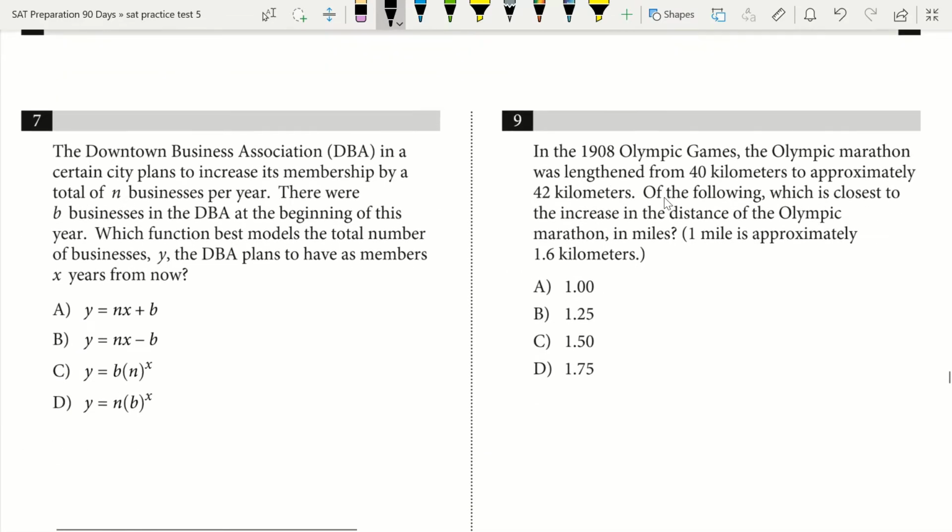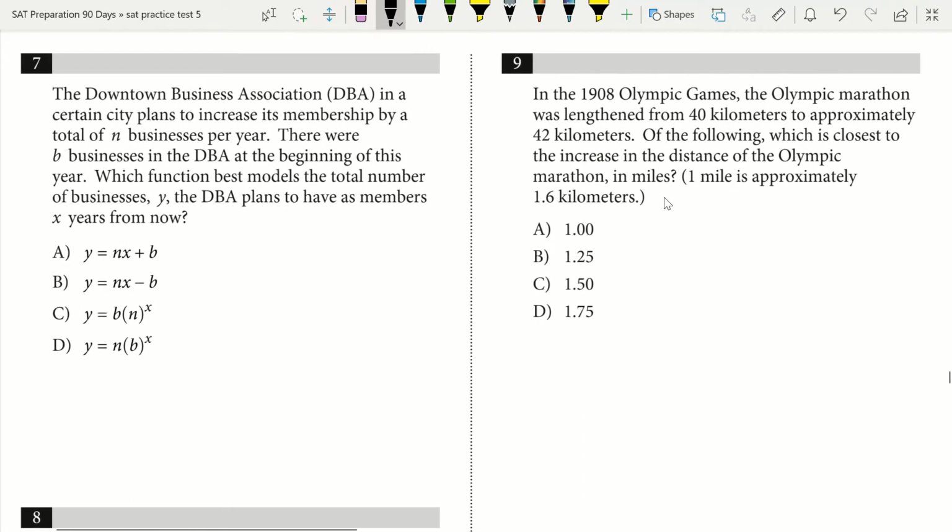All right, question 7. The Downtown Business Administration in a certain city plans to increase its membership by a total of N businesses per year. There were B businesses in the DBA at the beginning of the year. Which of the following best models the total number of businesses Y the DBA plans to have as members X years from now? All right, well, the first thing I see is that we already have some businesses, so I need to have a plus B. I see the only option with plus B is A, so my answer is going to have to be A.